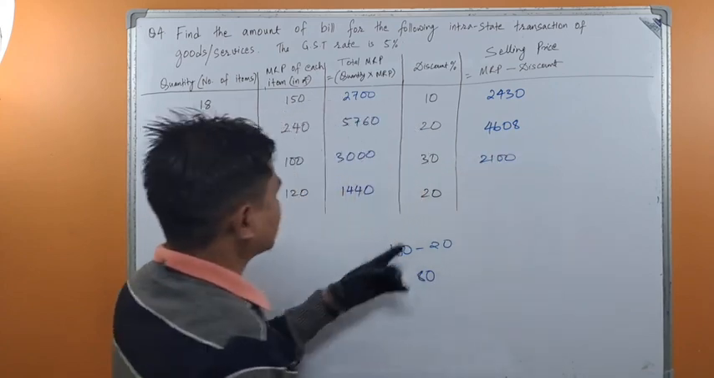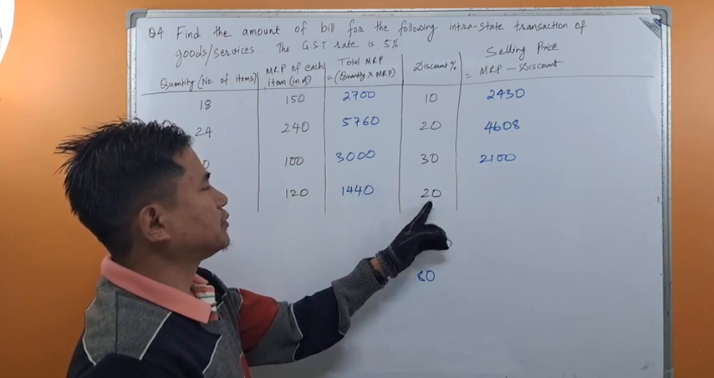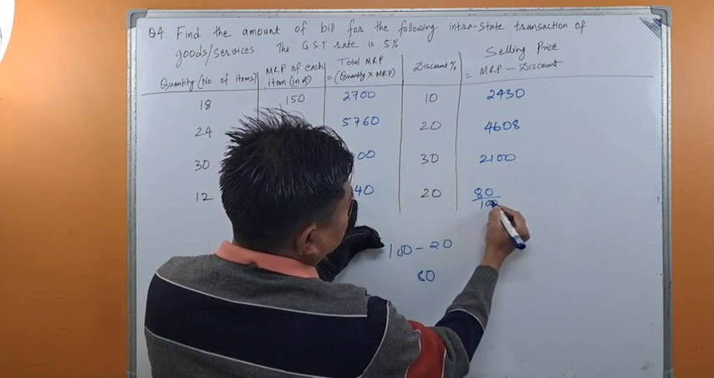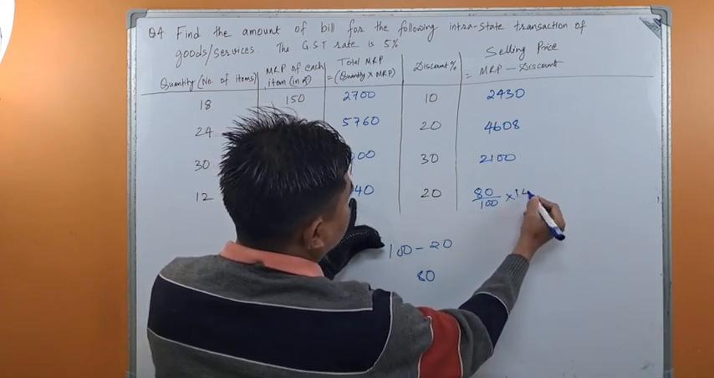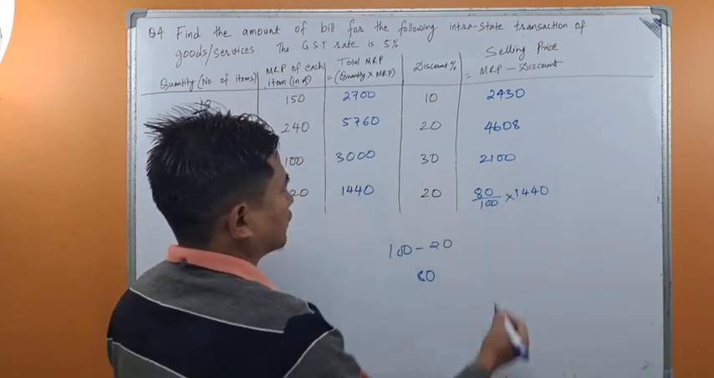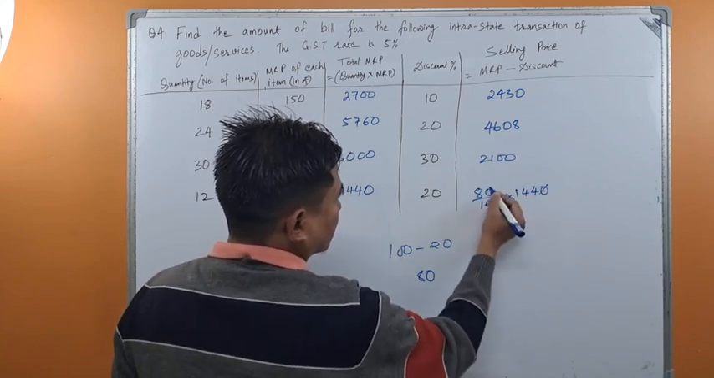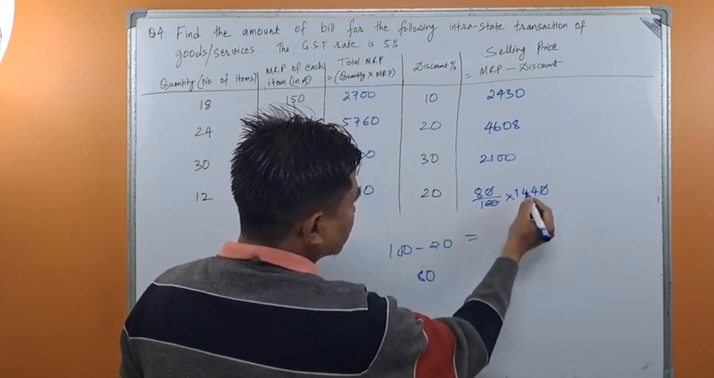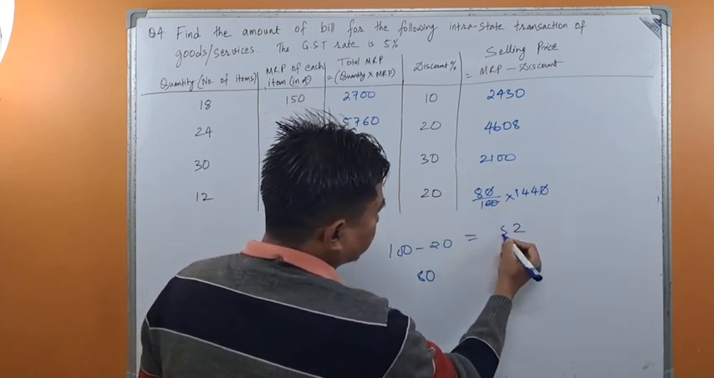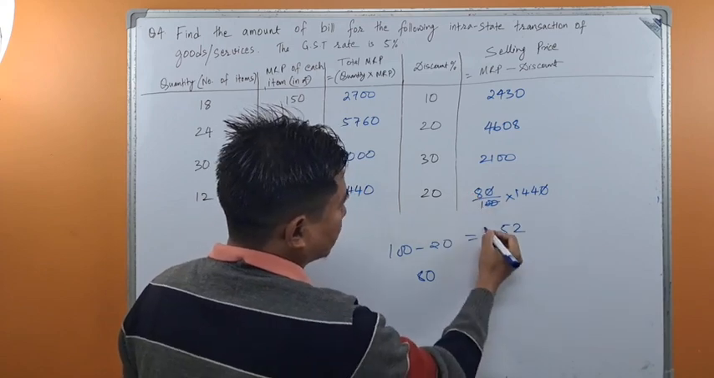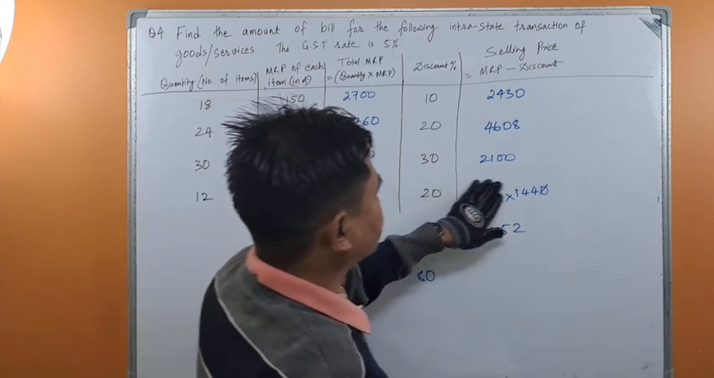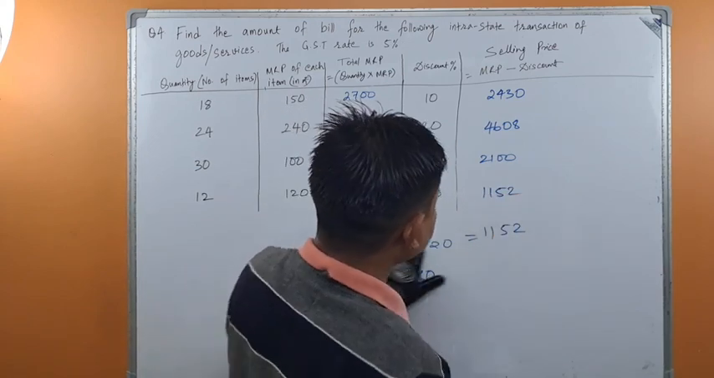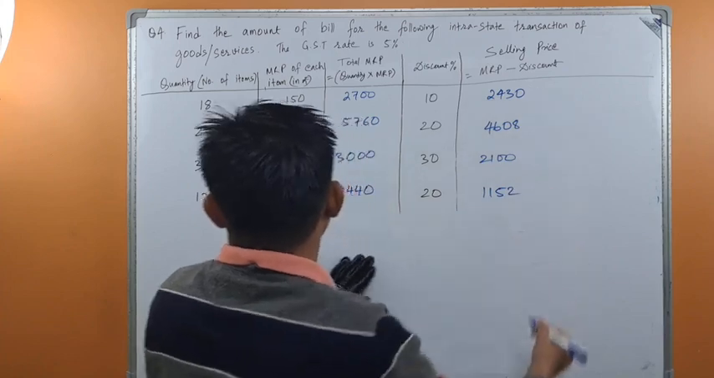So again 20% discount, which means 80% will be the selling price. 80% of 1440, isn't it? So this zero and this zero cancel out. 8 4s are 32, plus 3 is 35, 5 and 3 in hand, 8 1s are 8, plus 3 is 11. So 1152. So these are the selling prices of the different items.